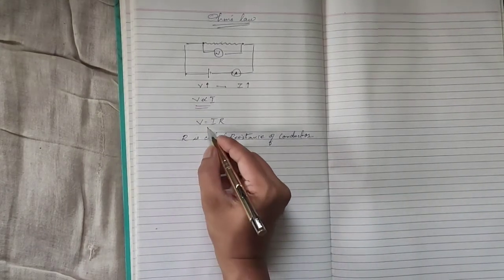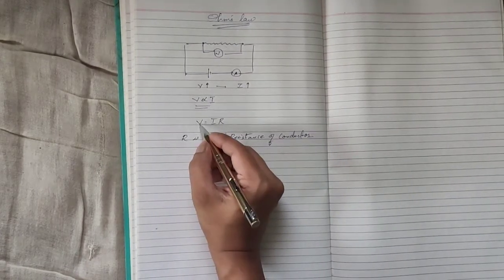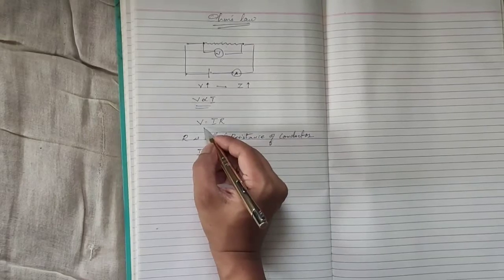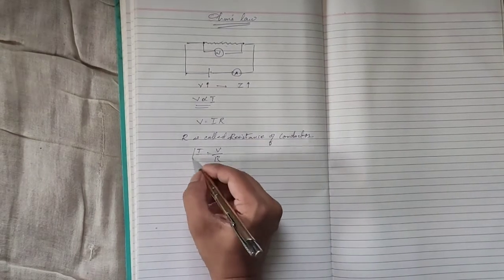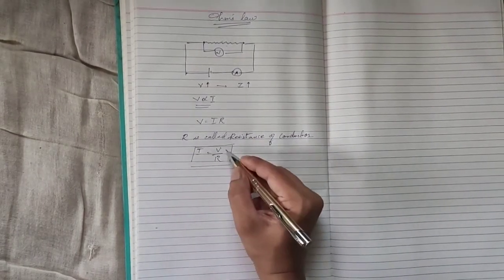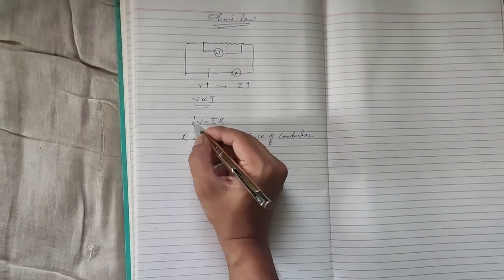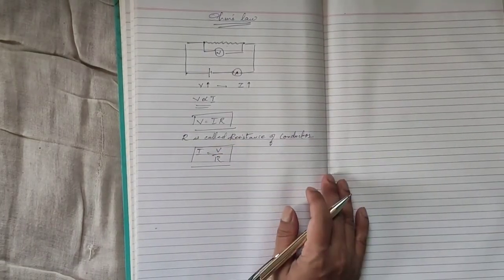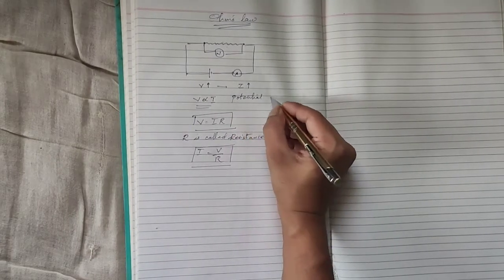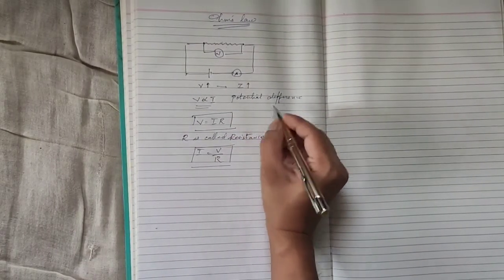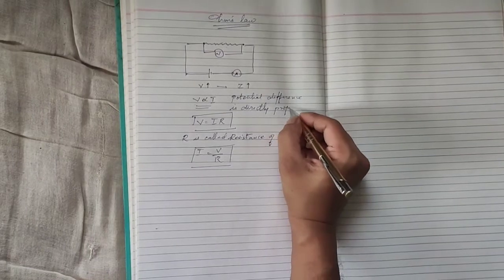This can also be written as I is equal to V by R, because when you cross multiply resistance, it will be V by R is equal to I. So you can also find the value of current if you have the value of potential difference and resistance. I hope Ohm's law is clear to you. It can simply be defined as: potential difference is directly proportional to the current flowing in the conductor.